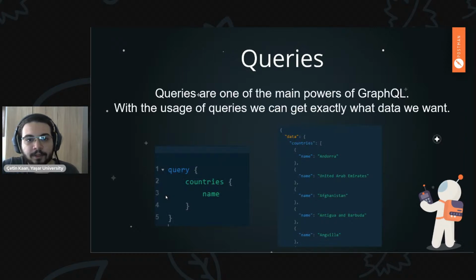Now, let me talk a little about GraphQL keywords. One of the keywords is queries. Queries are one of the main powers of GraphQL. With the usage of queries, we can get exactly the data we want. For example, in this example, you can see we have a countries query, and we get the names of all the countries. Don't worry if you don't understand. I'm going to explain it the best I can in the code review. But just know queries are mainly for getting data.